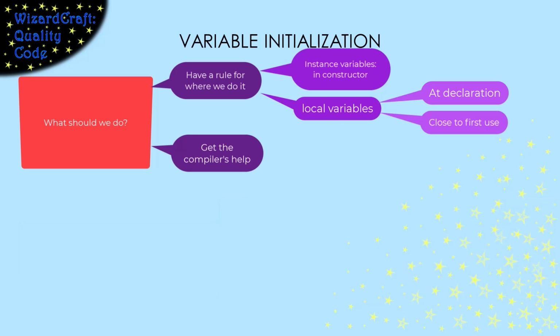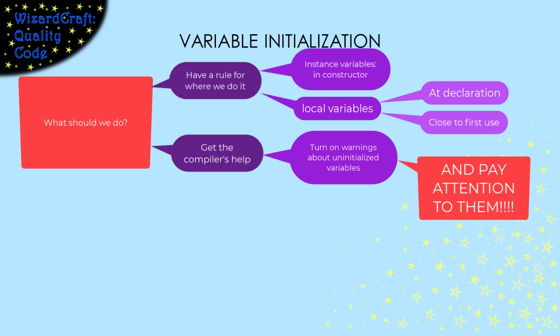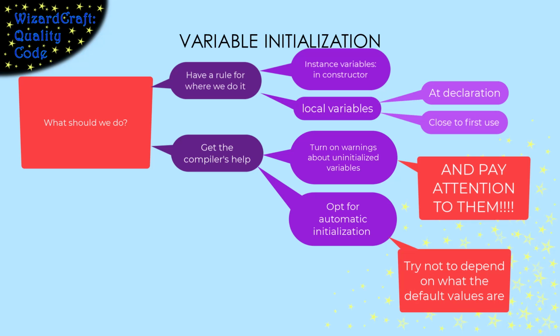There are some ways that the compiler can help you prevent initialization errors. First, turn on warnings about uninitialized variables and then pay attention to them. Second, some compilers have an option for automatic initialization of variables. That ensures that they have reasonable default values. But it could decrease the portability if you change compilers. If your code is depending on particular default values, and a change in the compiler changes those defaults, the change in the compiler will break your code.